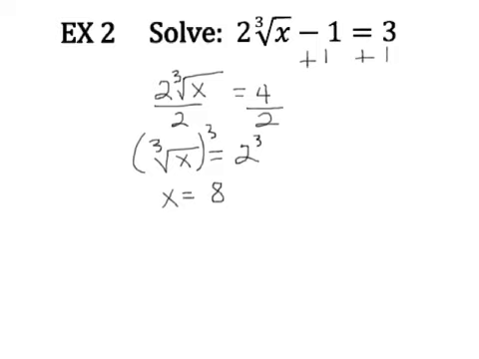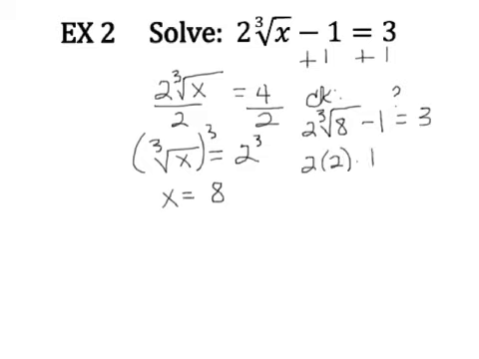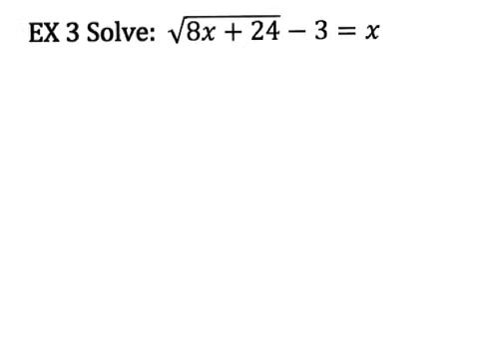So again, before we know for sure, we need to check and make sure that we're not going to get a non-real answer. So substitute it into the original equation. That's 2 times 2 minus 1. Is that equal to 3? 4 minus 1 is equal to 3. So that one is checked and done, and our solution is 8. Last example.